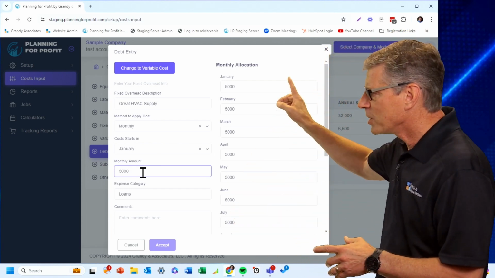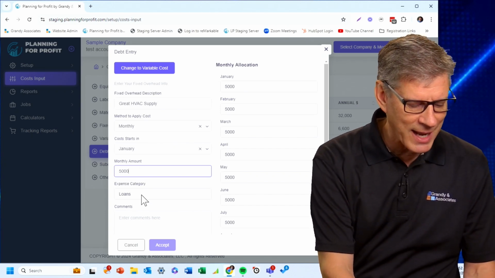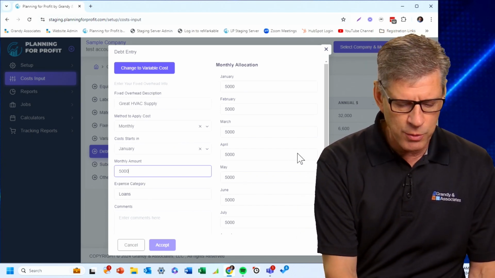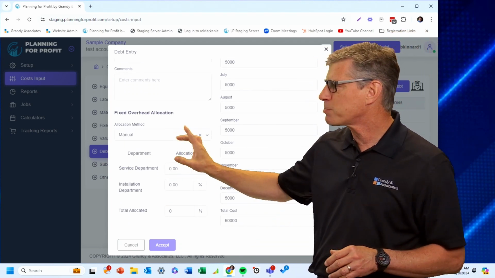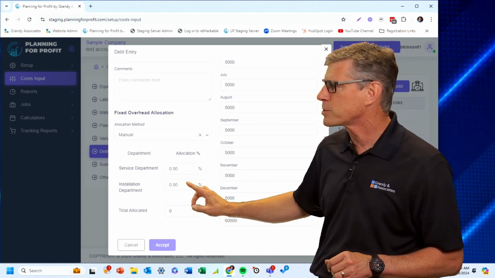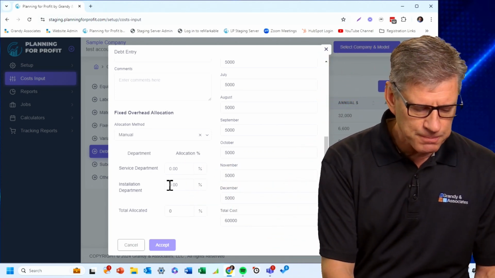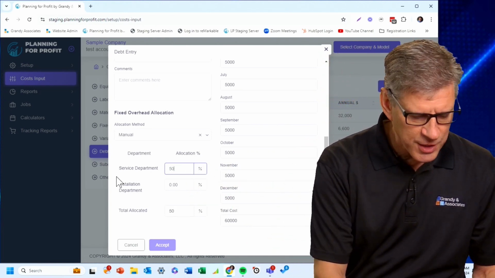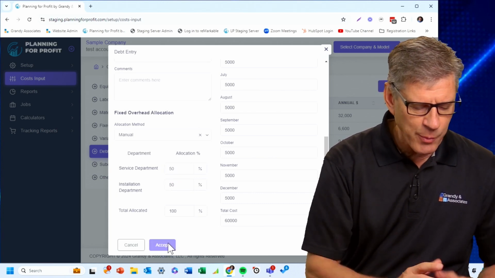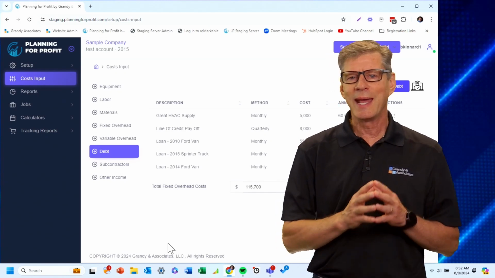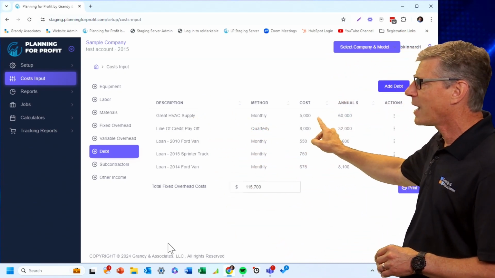Right, so again, I can see it's putting that into every single category. The expense category automatically defaults to loans because it is a loan. And then last, we still need to allocate that expense. Where are these dollars going to be coming from? So in this particular case, I'm going to put 50% on each department, because half of it is for supplies, half of it is for materials. And once we've done that, we can go ahead and accept that expense. And now at this point, it will add that new expense monthly at $5,000 to my list.